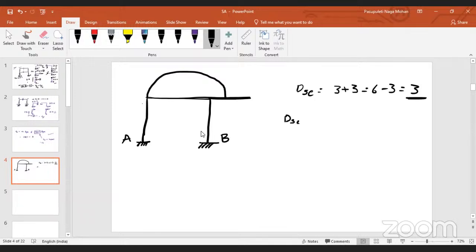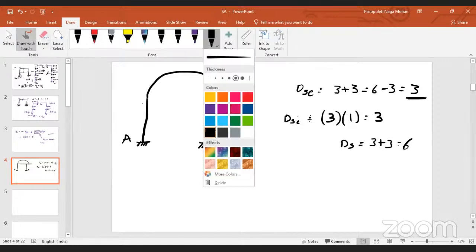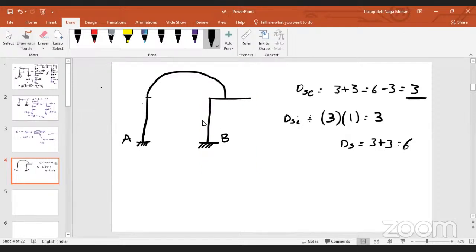Now come to the internal indeterminacy. 3. Why? Because how many closed loops are there? Only one closed loop is there. As it is a 2D frame, 3 internal forces will exist on how many closed loops? 1. So total indeterminacy is nothing but 3 plus 3, that will be equal to 6. Right? What if the problem is like this? What is the indeterminacy?